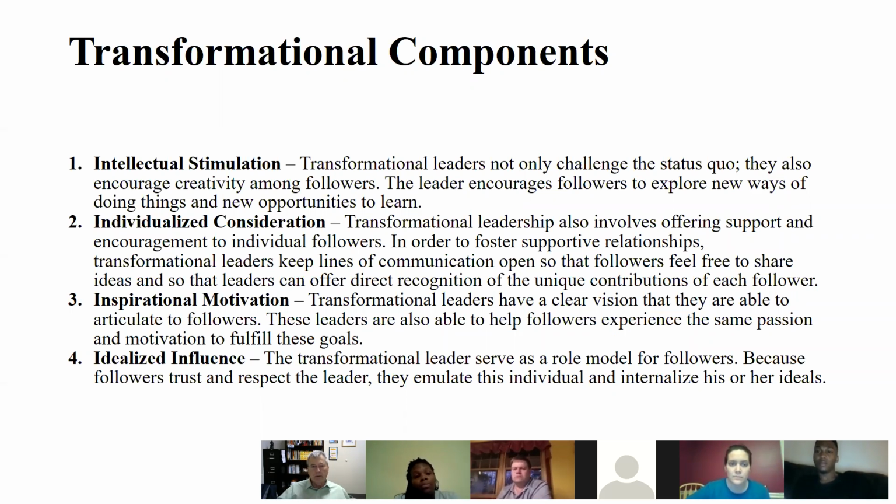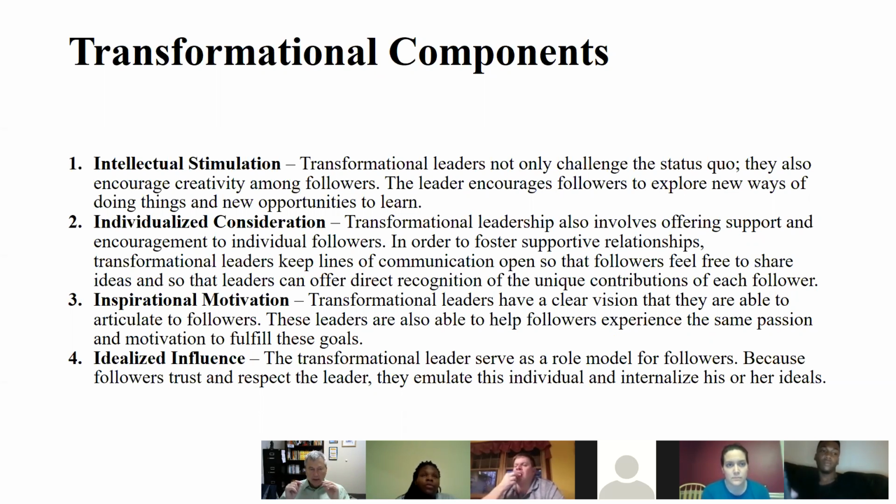So, transformational components: intellectual stimulation. These are leaders, whether they're in your school, your buildings, or your district. They not only challenge the status quo, but they encourage creativity. So think of a principal that you've worked for. By the end of the night, I want you to be able to identify one principal or leader that is transformational and one that is transactional, which we'll define a little bit later on.